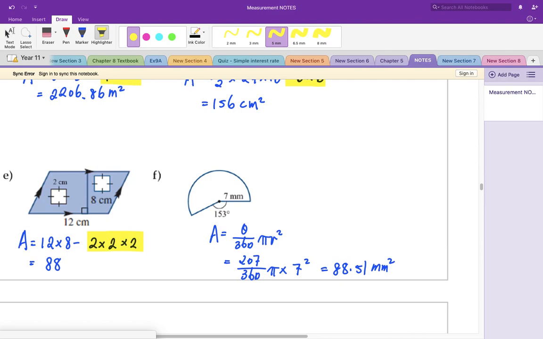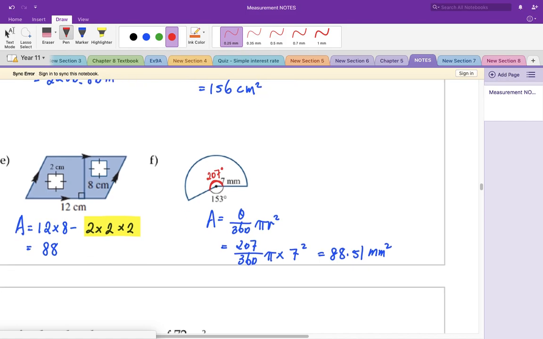Last question is a sector. For this sector, it tells you the outside angle, 153. You need to find the angle inside, because that's what the sector's angle is, right? So you do 360 minus 153, it's equal to 207, and put them into the formula. You have the radius.